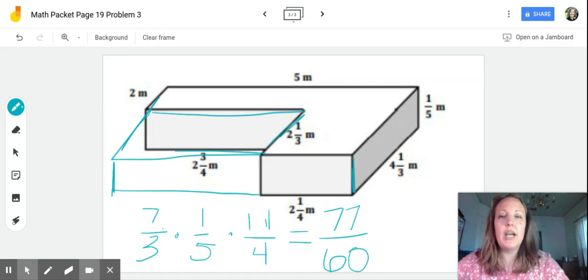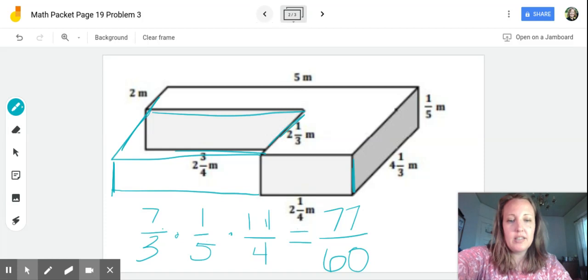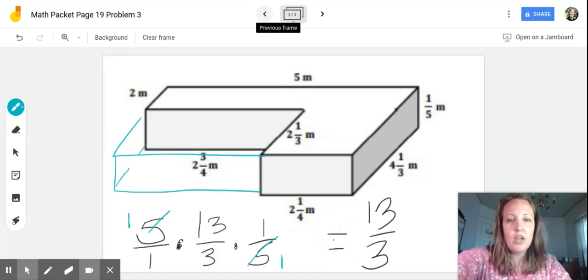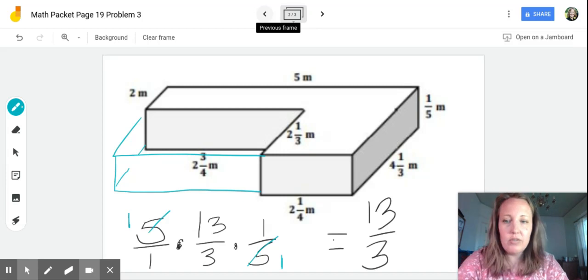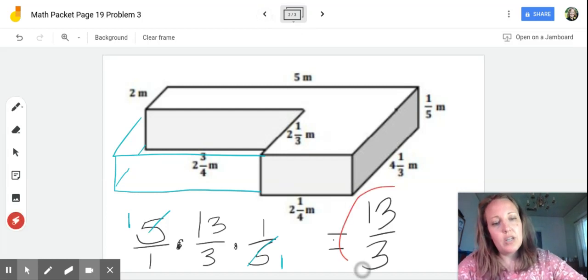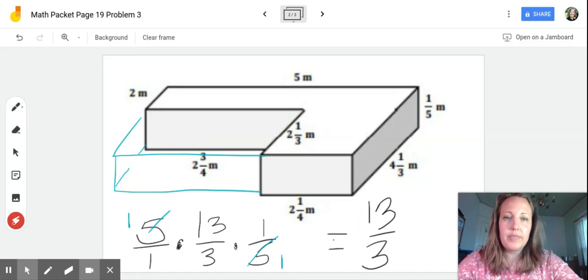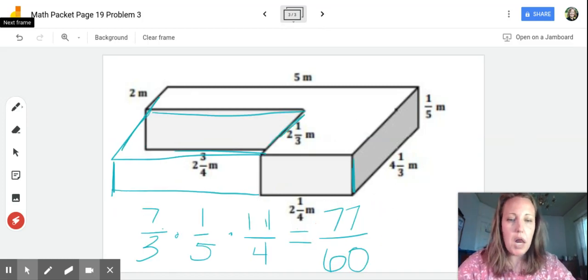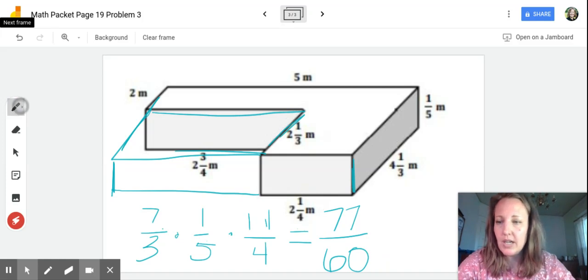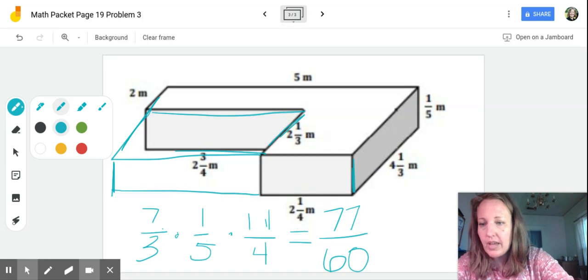Okay, this is why I left this improper, 13/3. That is the volume of the entire thing, even with my little extra piece. So I'm going to take that 13/3 there, and I'm going to subtract my 77/60ths, okay? Even though those numbers are larger, you're going to see once we get a common denominator that 13/3 is actually larger, right?